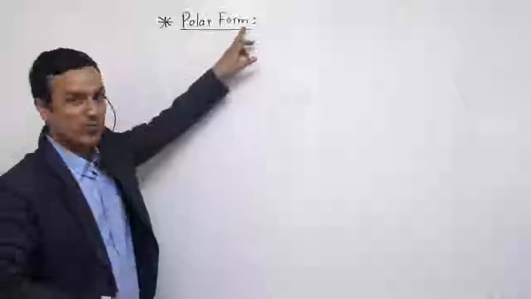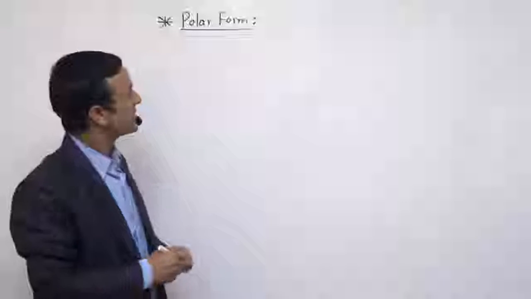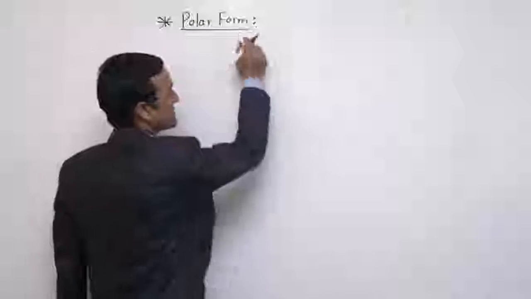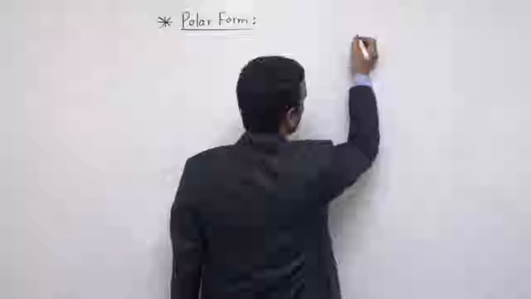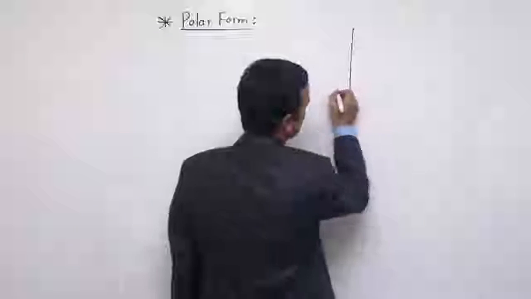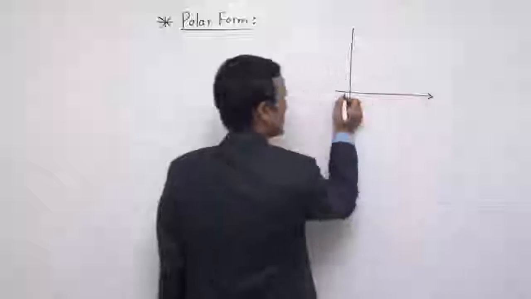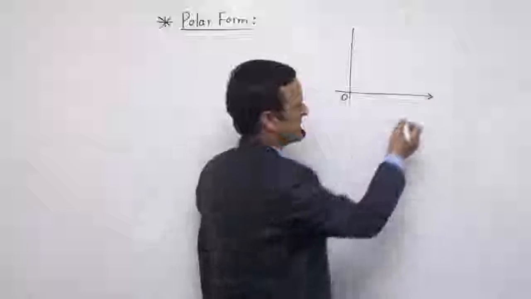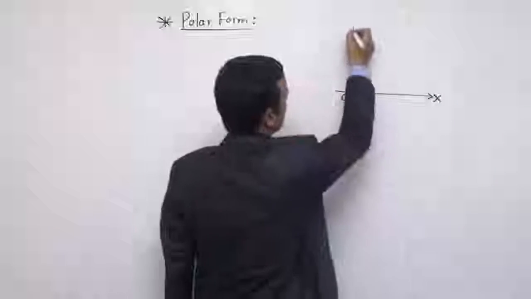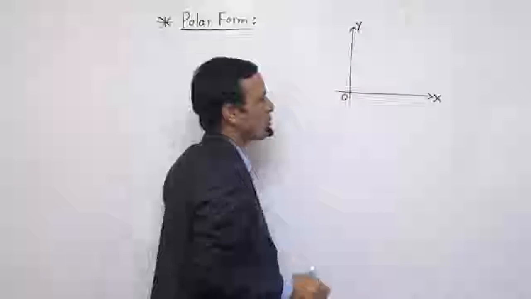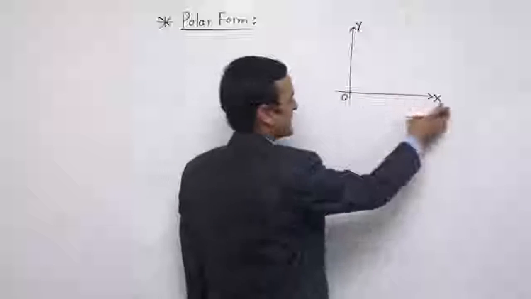आज हामी पोलर फर्मको बारेमा डिस्कस गर्दैछौँ. So actually polar form के हो त? What is this? So we have to find like this. So for this we have to take the graph. This is origin, this is x, this is y-axis, y is the y-axis, OX is the x-axis.